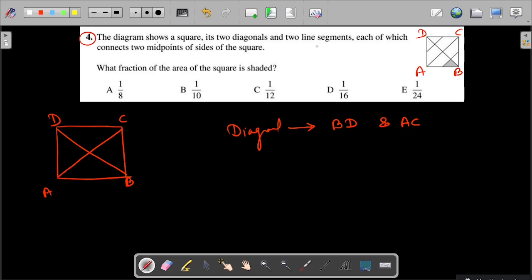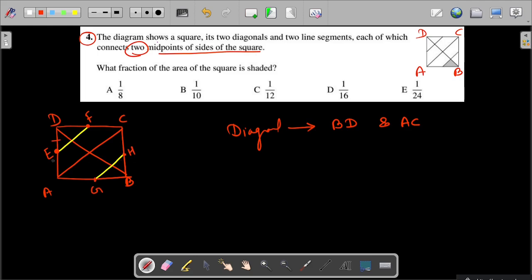And two line segments. So I am changing the color. These are the two line segments, and the special condition with these line segments is that each of which connects two midpoints of the sides of the square. It means this is the midpoint of this AD, right? Let us name it E, F, this can be G, this can be H.